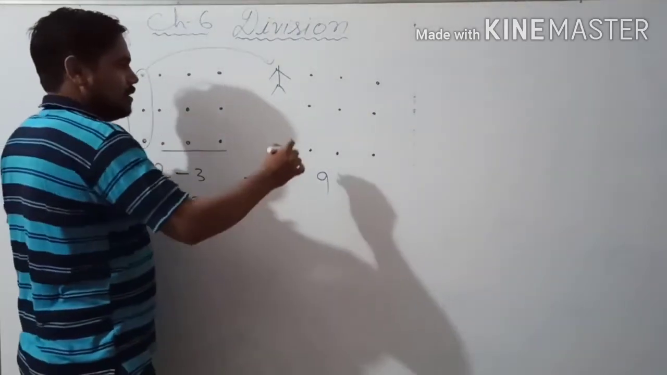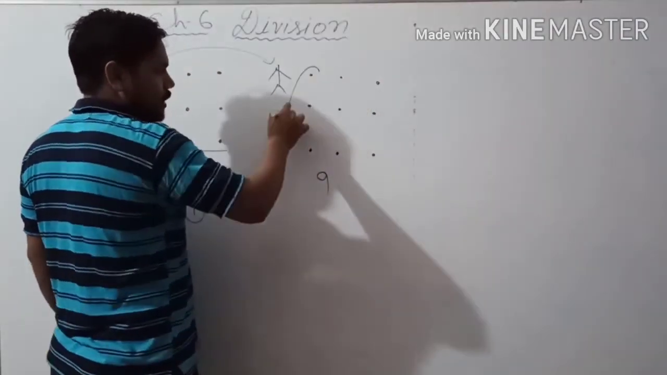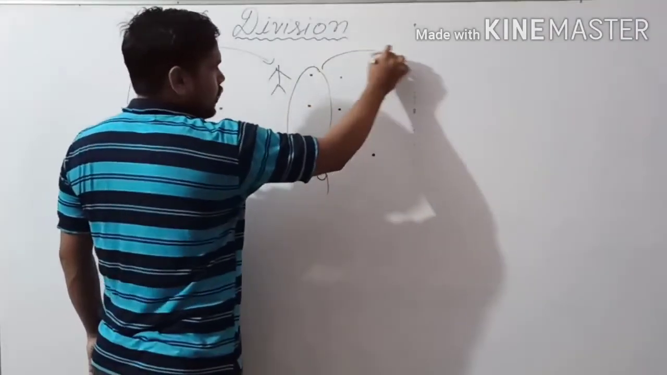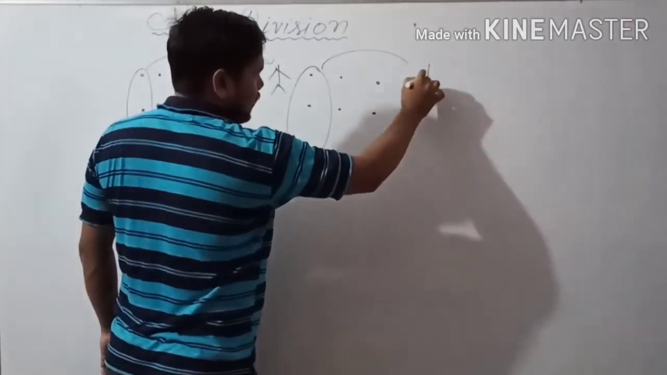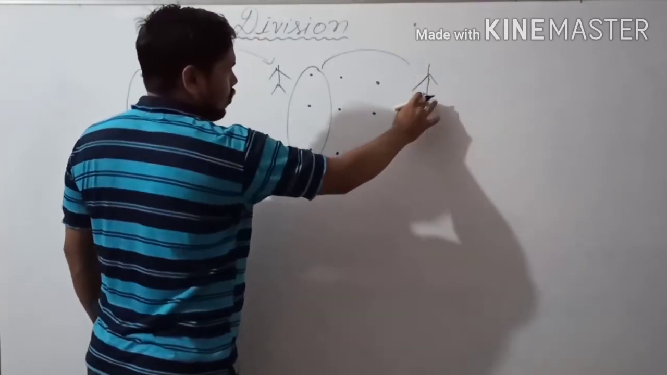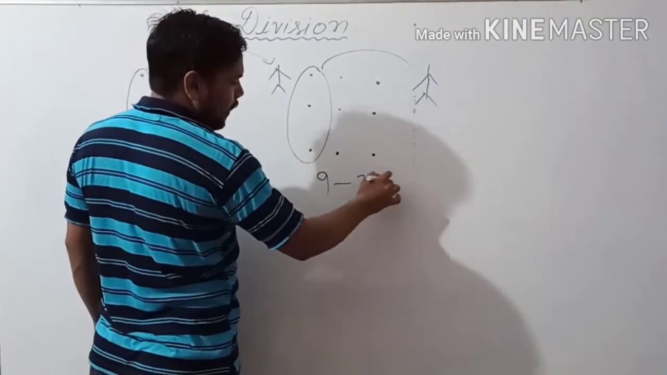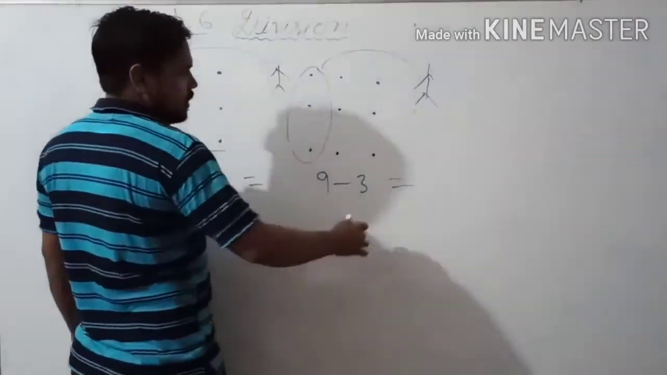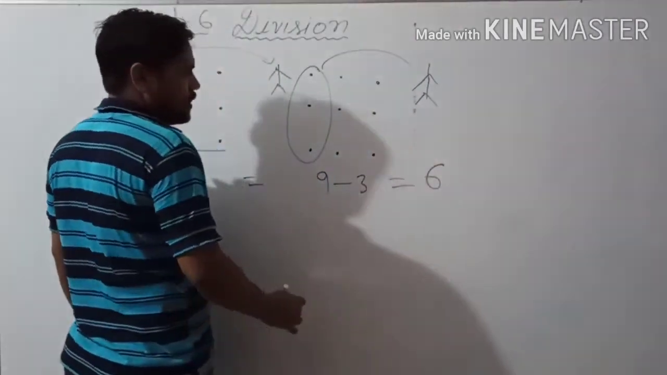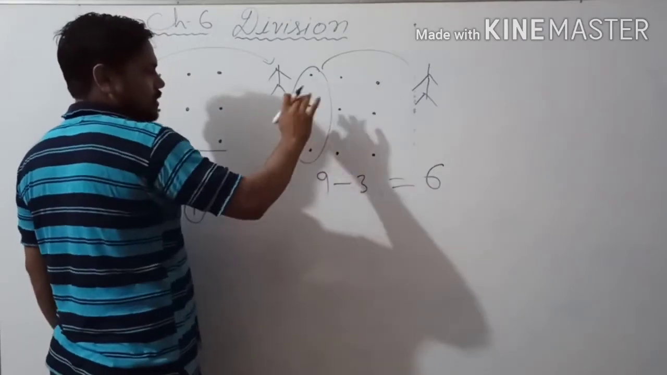Now again you will give 3 more chocolates to another student. So suppose here one more student is there. You have given 3 chocolates to this particular student also. So again 3 will be subtracted. So how much? 6 will be left. These 6 are left.